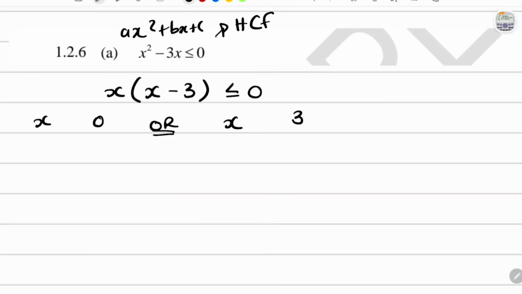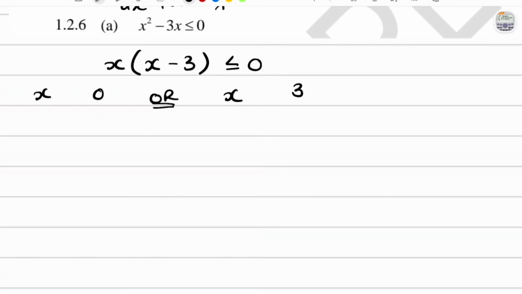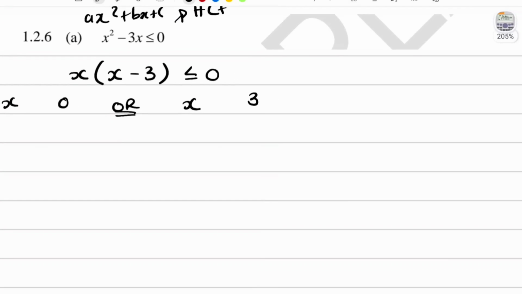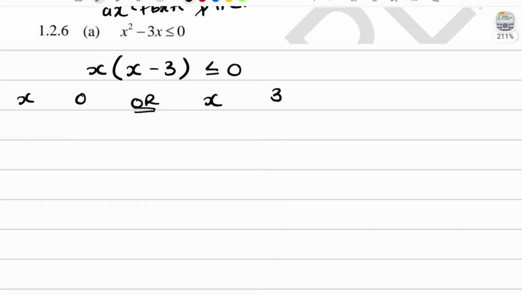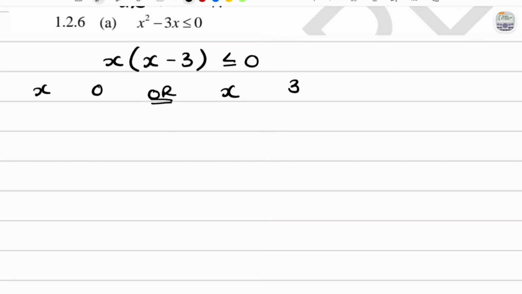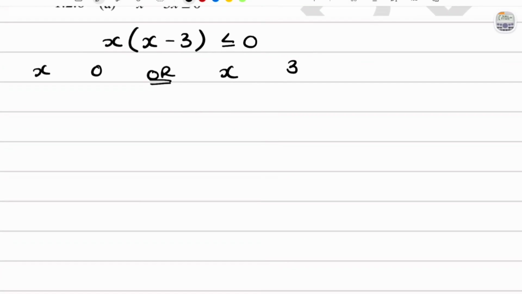To solve for this inequality, there are 2 methods that you can use. You can use the table method, or you can use the graph method. In grade 11, I would advise that you use the graph method, because you're going to be dealing with graph interpretation a lot, so it is better to just get used to it. So let's use the graph method.